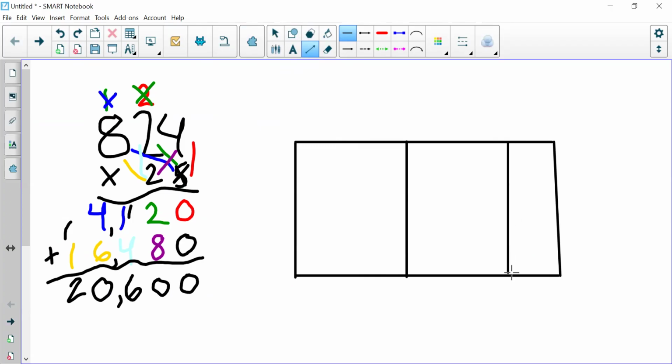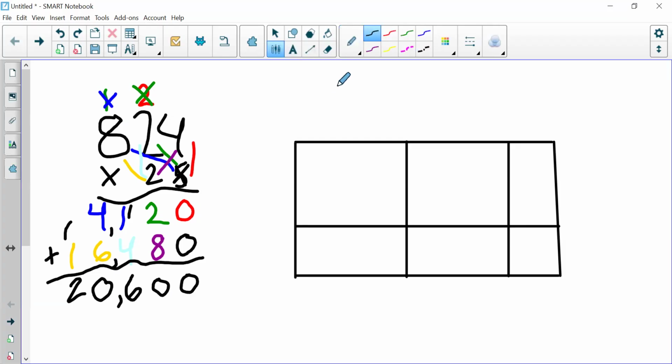Then we have our tens place, and then our ones place is the smallest. And then we have our tens and ones place here. So we have our box set up. Now we need to write our numbers. So 824 splits up into 3 different numbers.